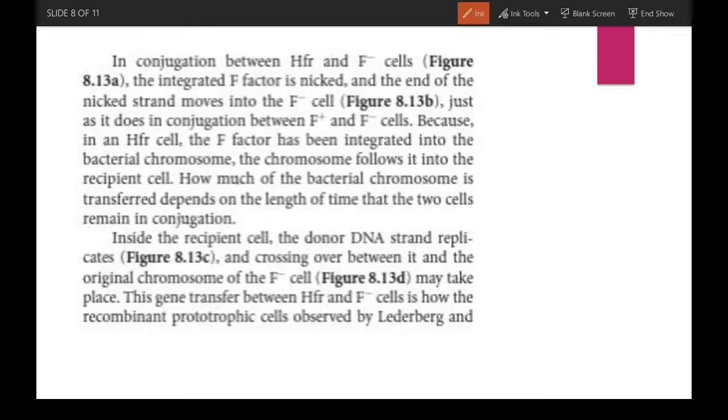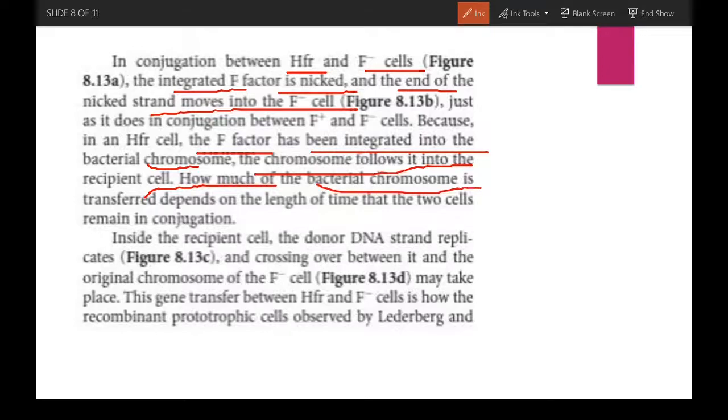Now in conjugation between Hfr and F minus cells, the integrated F factor is nicked and the end of the nicked strand moves into the F minus cell, just like in F plus to F minus conjugation. In Hfr cells, the F factor has been integrated into the bacterial chromosome. The chromosome follows it into the recipient cell. How much of the bacterial chromosome is transferred depends on the length of time that the two cells remain in conjugation.